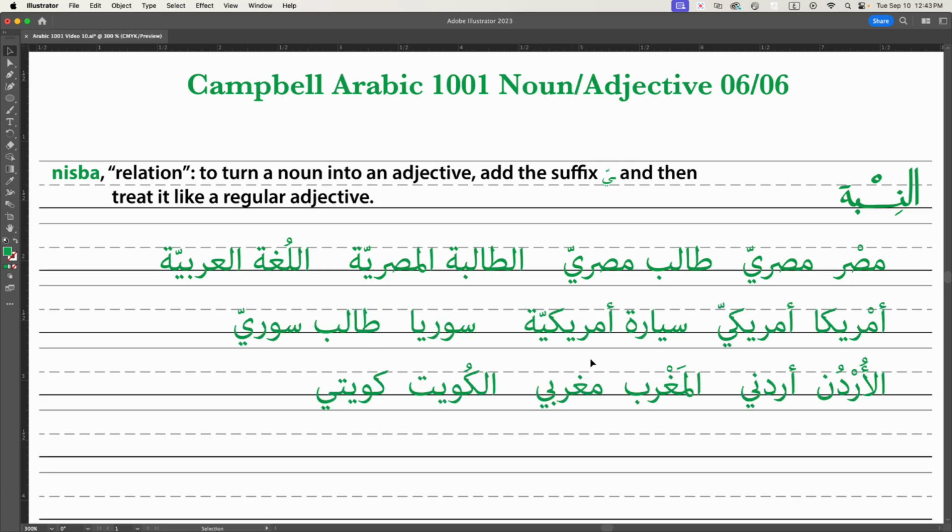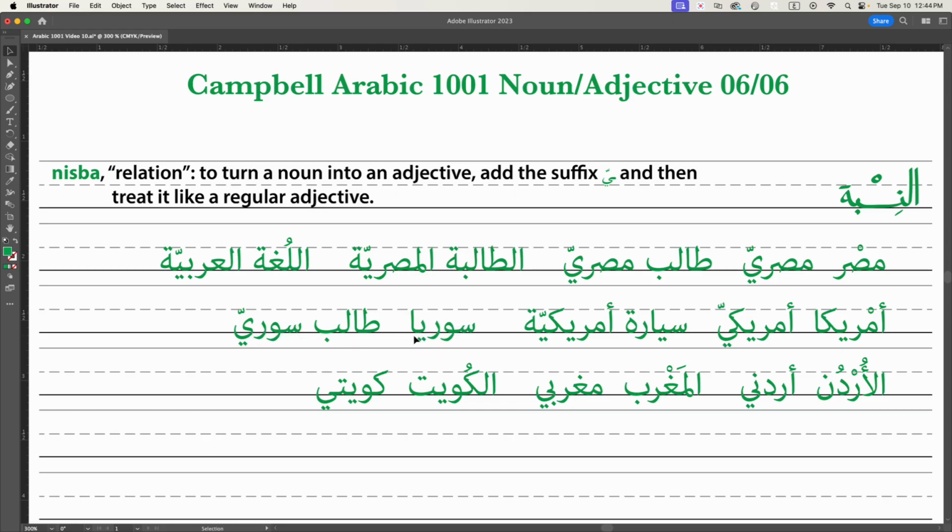Sometimes we have to mess around with the word, though. So, for example, America is Amrika. So we're going to drop this final alif here and turn it into Amriki. So, Sayara Amrikiya, an American car. It's really Sayara Amrikiyya, but nobody says this. Sayara Amrikiya is what everyone says. Surya is our word for Syria. So we're going to drop the ya and the alif here and turn it into Talib Suri, a Syrian student. If she were a woman, she'd be Taliba Suriya. So this is very easy to do.